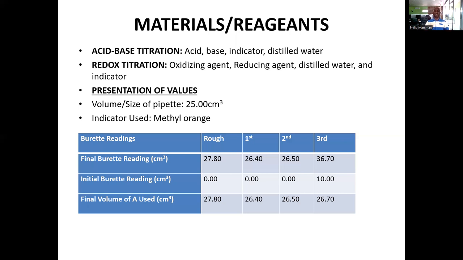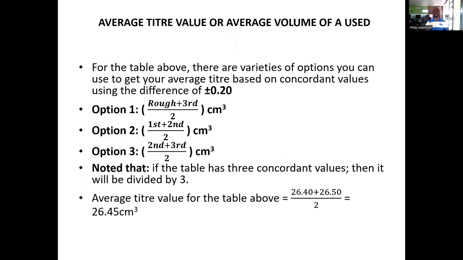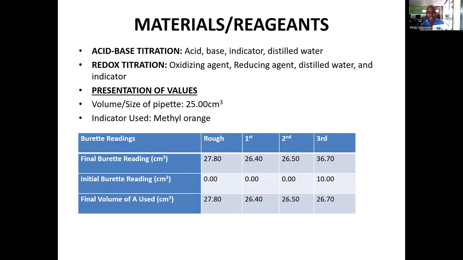Let me also draw your attention to what we call concordant values. Concordant values are very, very important when you're carrying out your average volume of acid used or average titre value. Now, for the table above, there are varieties of options you can use to get your average titre based on the concordant values using the difference of 0.2 plus or minus. The difference between your readings should not be more than 0.2. Now, if you go back to the table, you find out that the difference between the first reading, which is 26.40, and 26.50 is 0.1. So these two values are concordant values.